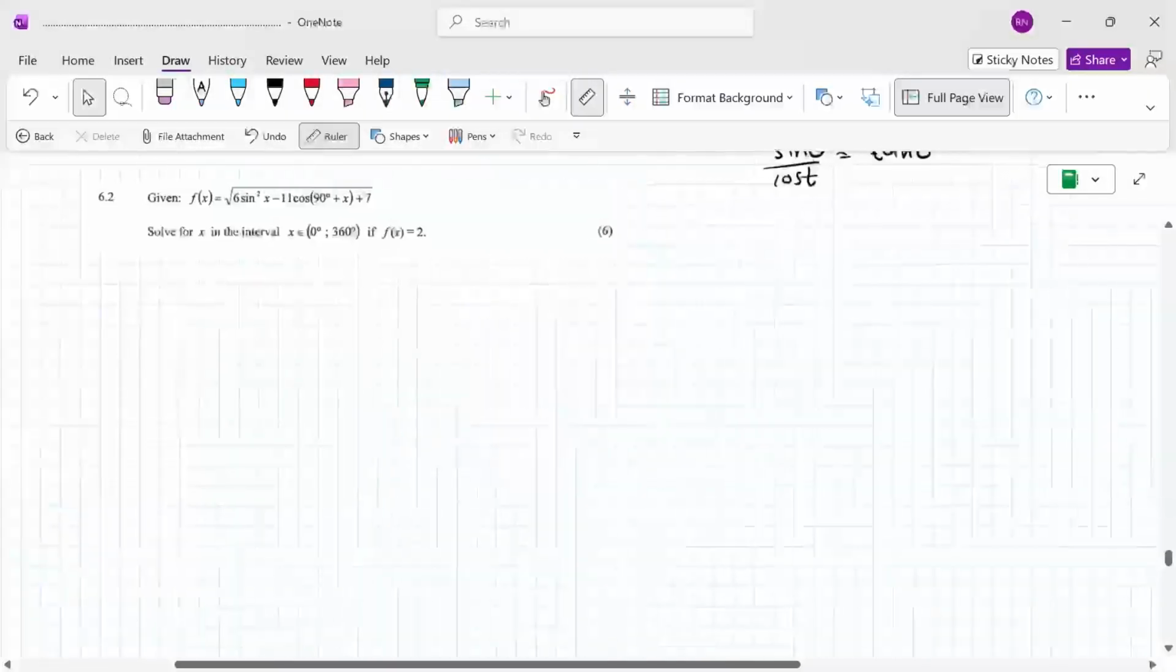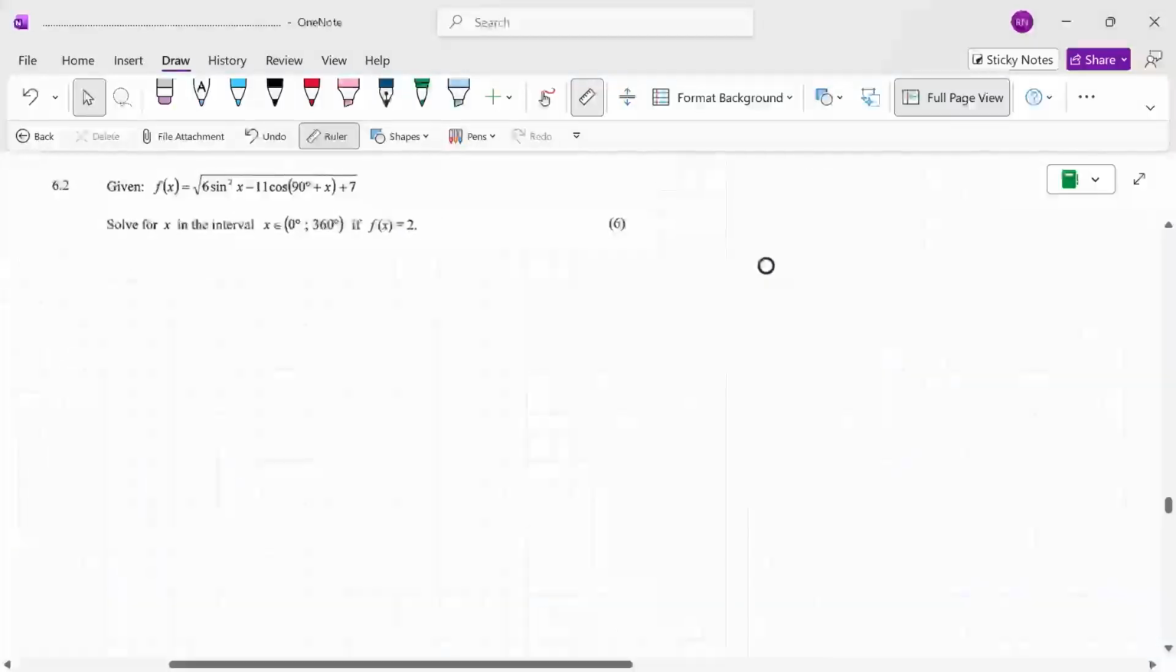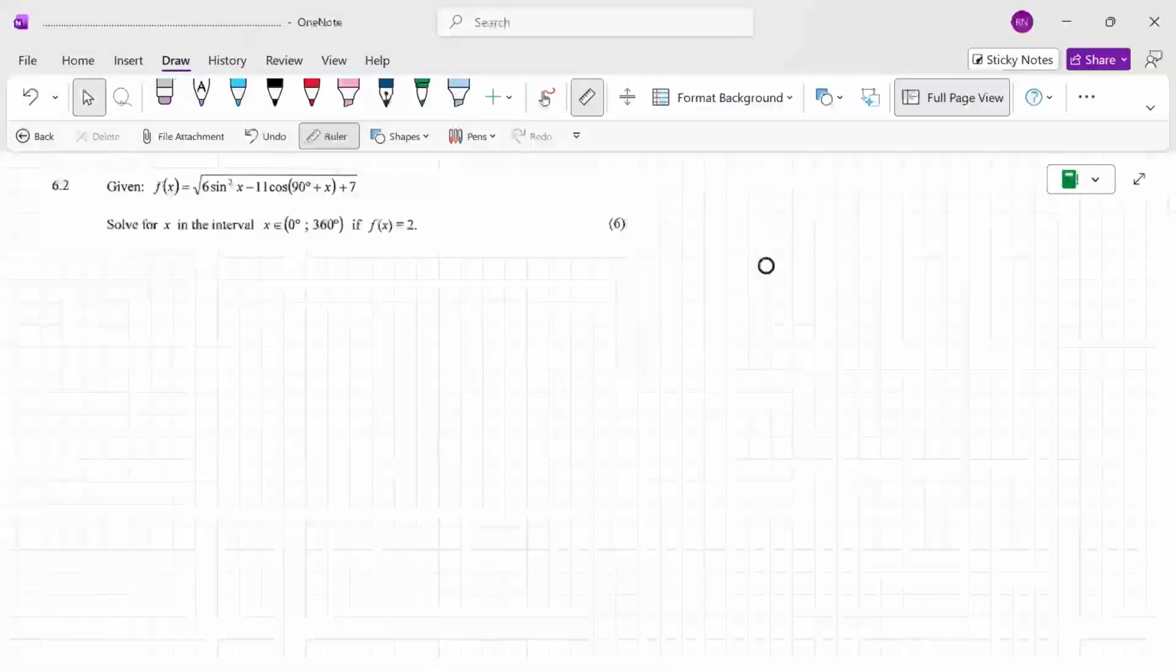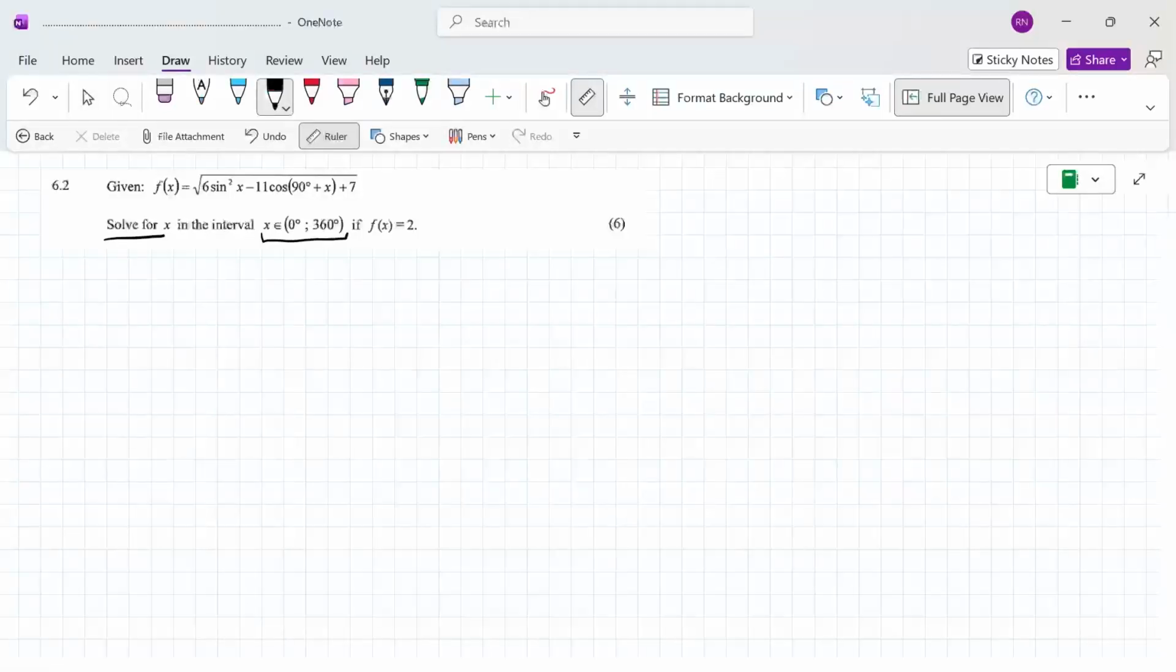Okay. Then we have this question that says, given that f of x is equal to the root of 6 sine squared x minus 11 cos of 90 plus x plus 7, we want to solve for x. We're basically solving for x in the interval between 0 and 360 if f of x is equal to 2. Okay, so this is basically a solve for x, but they add a little extra element so that you guys panic a little bit, but we don't have to panic. So I'm going to put in f of x is equal to 2.